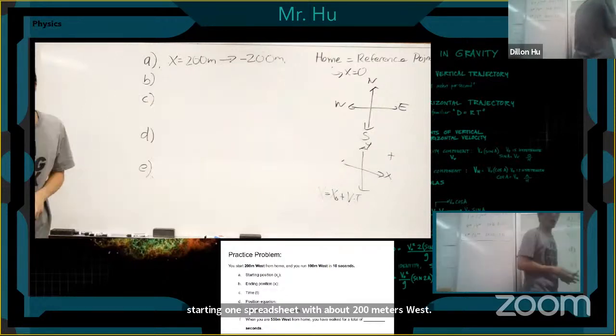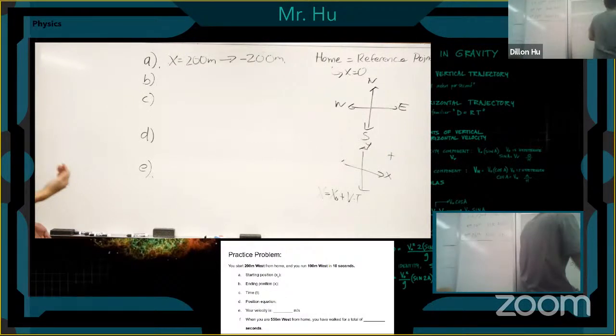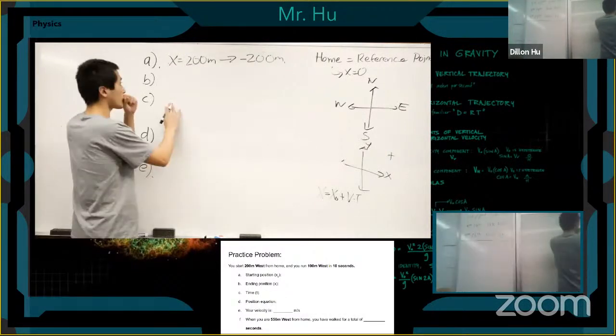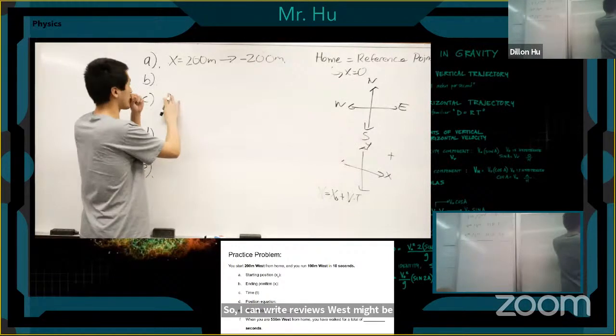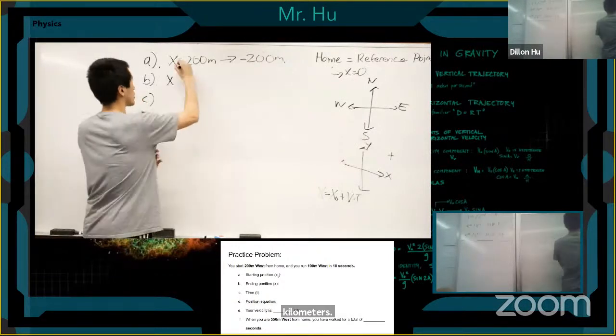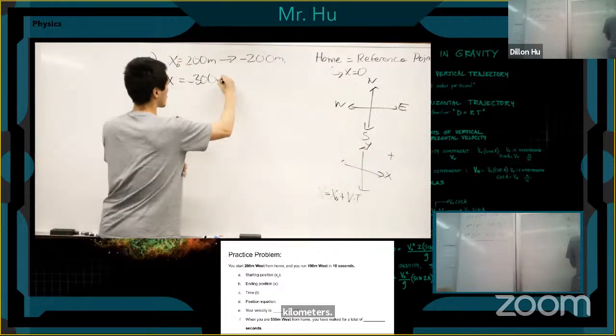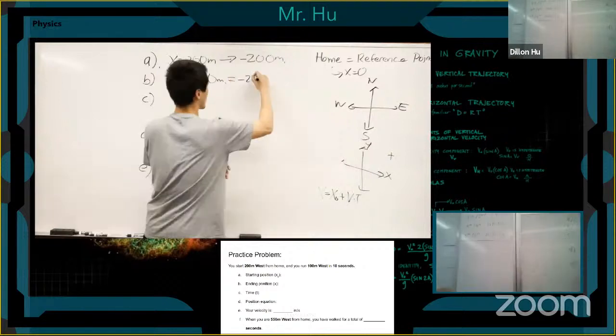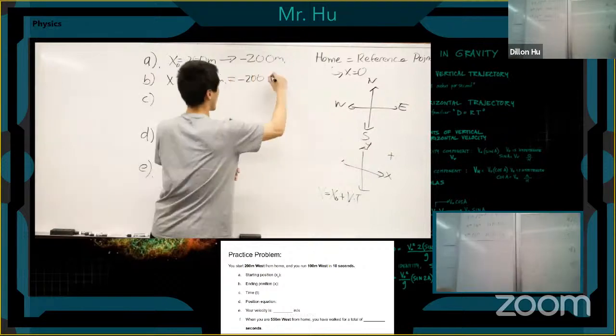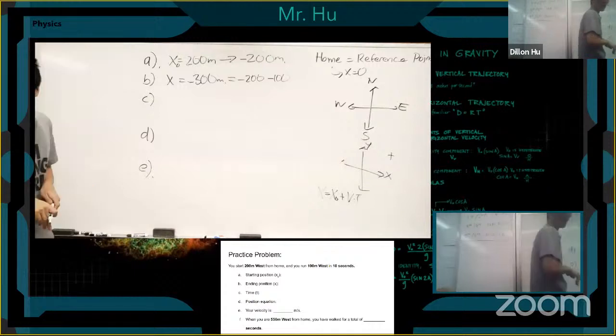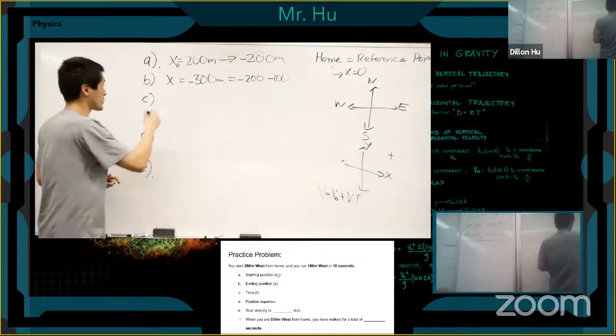What is my ending position? I start at negative 200, so 200 meters west, and then I run another 100 meters west. So my ending position should be negative 300, because this is just negative 200 minus 100. What is my time? This occurred over 10 seconds.